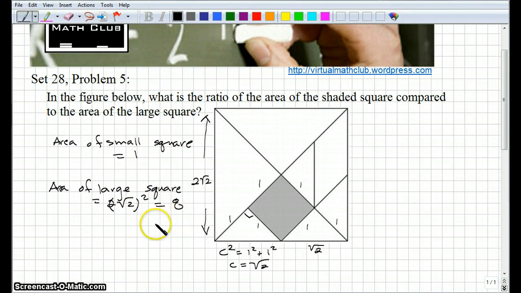And then the ratio is easy. The ratio is just 1 over 8. So 1/8 is the ratio of the small square to the large square. That's one way to do it.